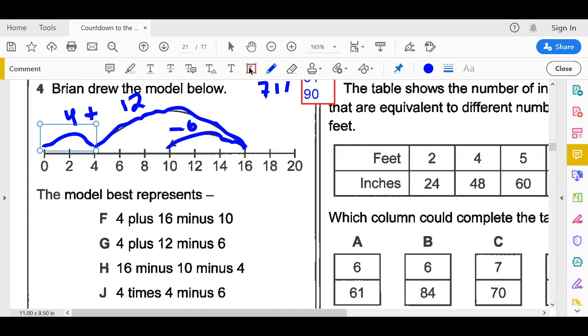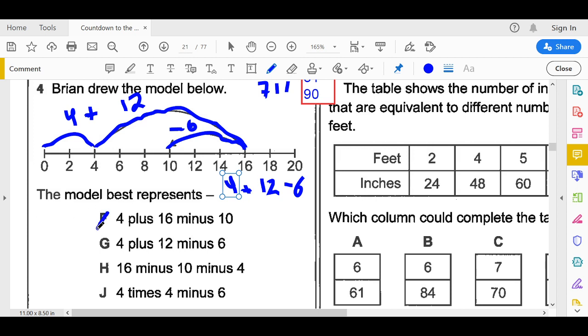Okay, I have already analyzed the model. And again, my answer should say something like this. 4 plus, wait, let me find my plus symbol here. Just going to write it then. Let me just erase this one here. Okay, I need something that says 4 plus 12 minus 6. But I should do this. 4 plus 12 minus 6. Right there. So letter F, 4 plus 16 minus 10.